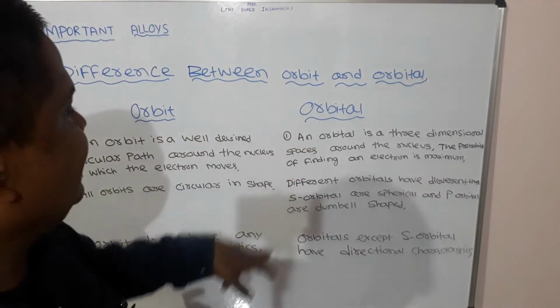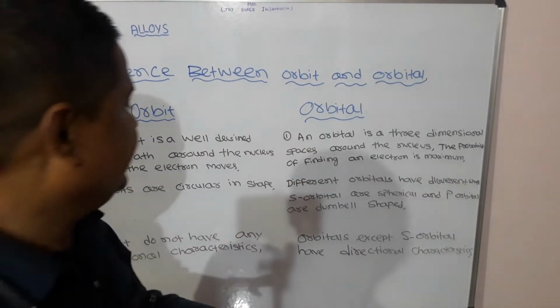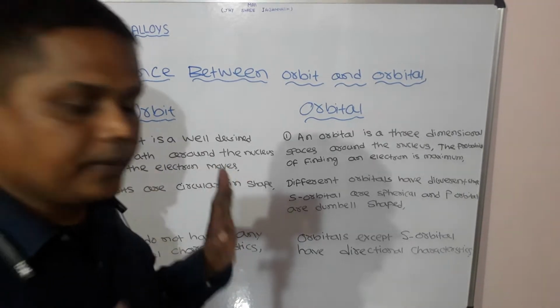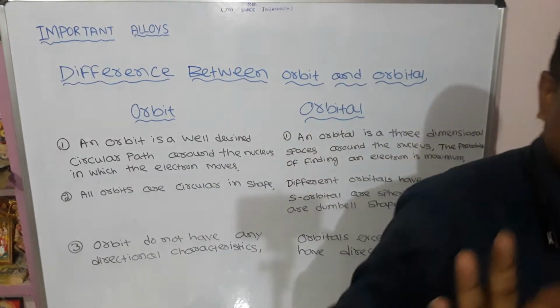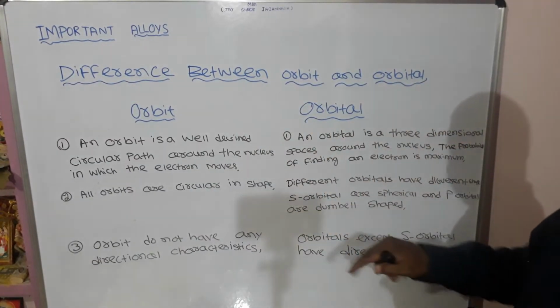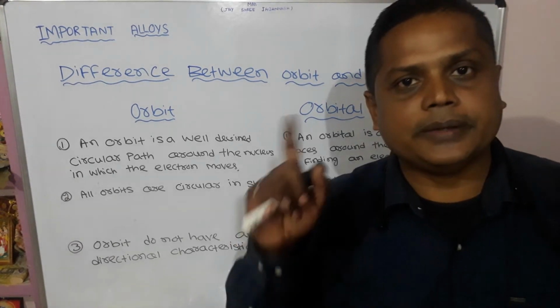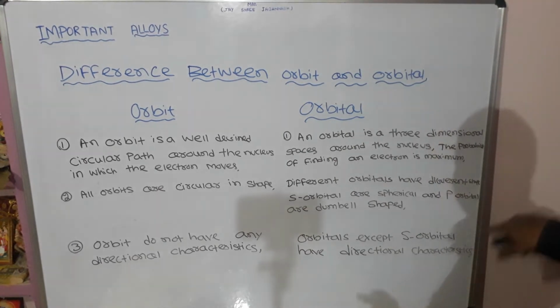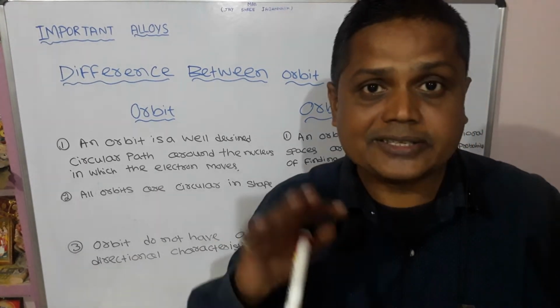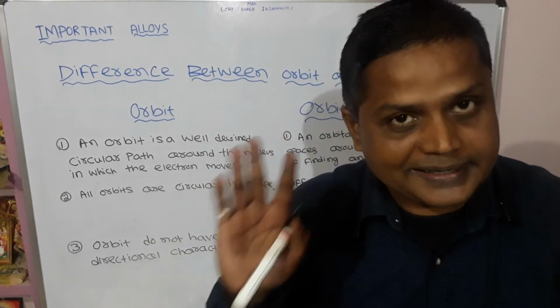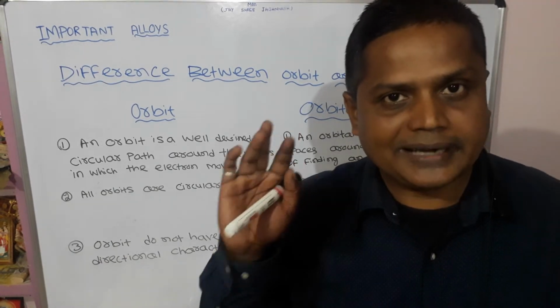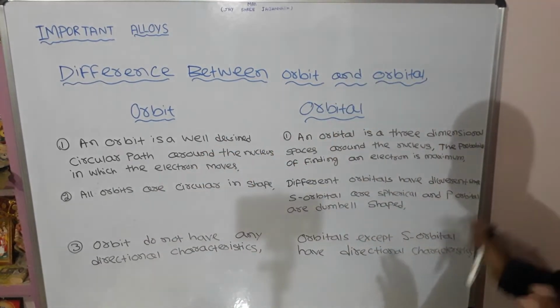But for orbitals, different orbitals have different shapes. S orbitals are spherical in shape, and P orbitals are dumbbell shaped.